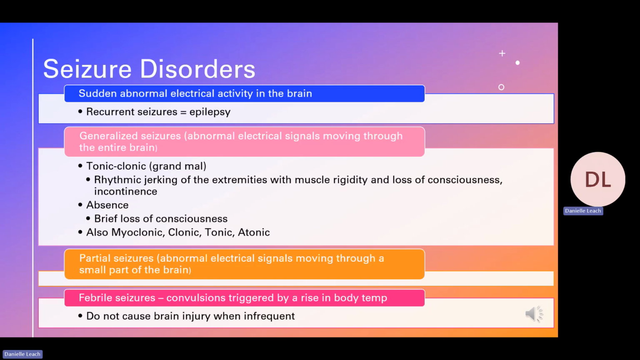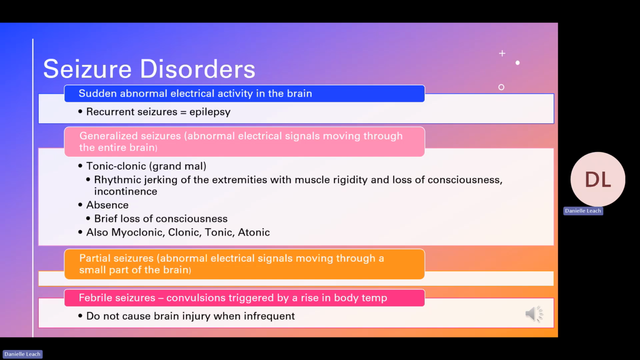Further breaking down generalized seizures, when most people think of a seizure, they think of a tonic-clonic seizure. Tonic-clonic used to be called grand mal seizures. In this type of seizure, the patient has a rhythmic jerking of their extremities, and their extremities are also very rigid. They also lose consciousness, they lose awareness, and they may become incontinent. Looking at the word tonic-clonic, tonic means rigid and clonic means rhythmic jerking. So basically the muscles are rigid and they also have rhythmic jerking movements of the extremities.